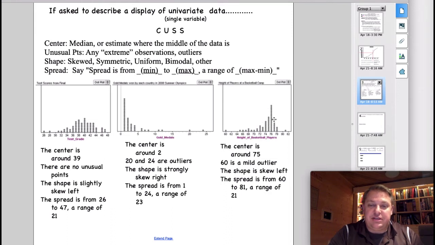This time you could ski to the right, but that's like the double black diamond. We want the smoother ski run to the left there. Or the real version, the tail is longer on the left, which is why it's skew left. And then the spread is from 60 to 81, which is a range of 21 if you subtract them.